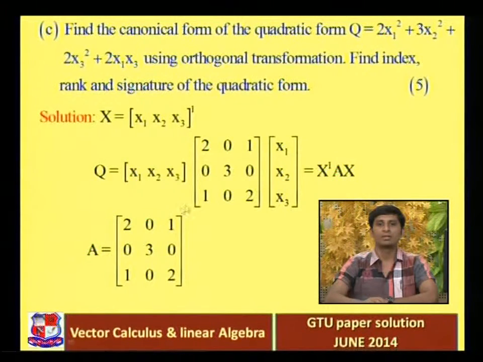So our A is equal to, now you can understand, this is our matrix. A is 2, 0, 1, 0, 3, 0 and 1, 0, 2. Now also we want to find the eigenvalues of this matrix A. So again we use the characteristic equation which we used in the previous example. So determinant of A minus lambda I is equal to 0.